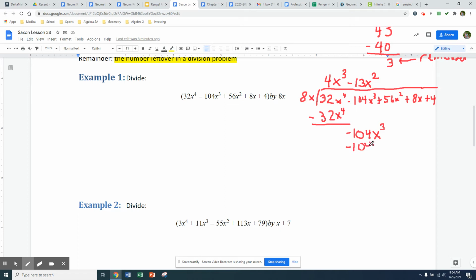Well, then we'll get our negative 104x to the third. Anytime I have a negative, I like to put it in parentheses, and subtract it. It's going to make 0. We bring down our next term, which is 56x squared.